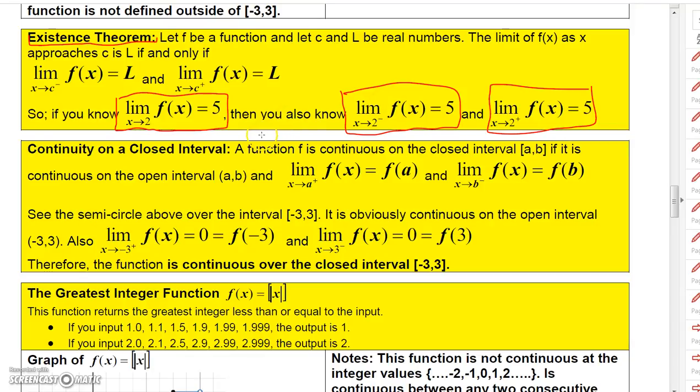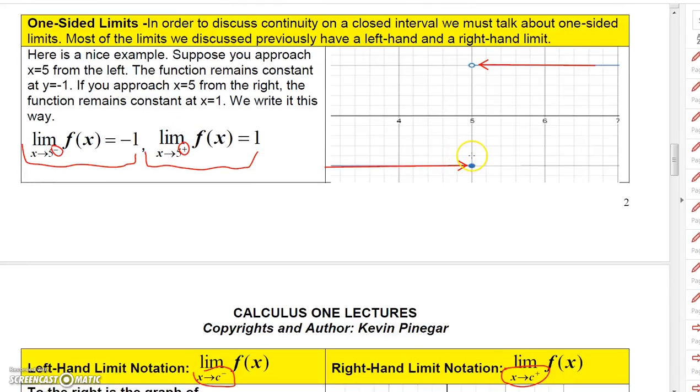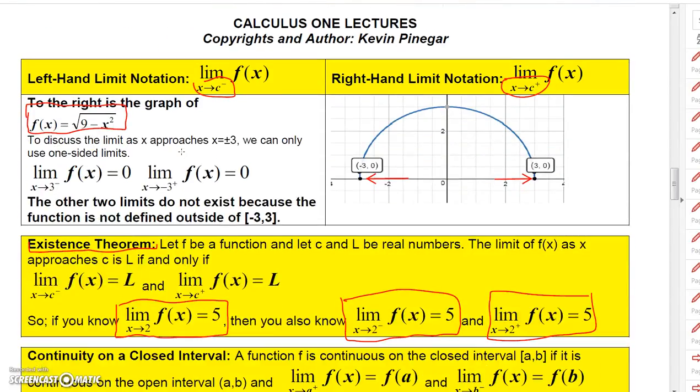So if you go back and think about this function up here, the reason this limit doesn't exist is because the limit from the left is -1 and the limit from the right is +1. So basically we would say the limit as x approaches 5 does not exist because the two one-sided limits are not equal. The two one-sided limits must be equal for the limit itself to exist.